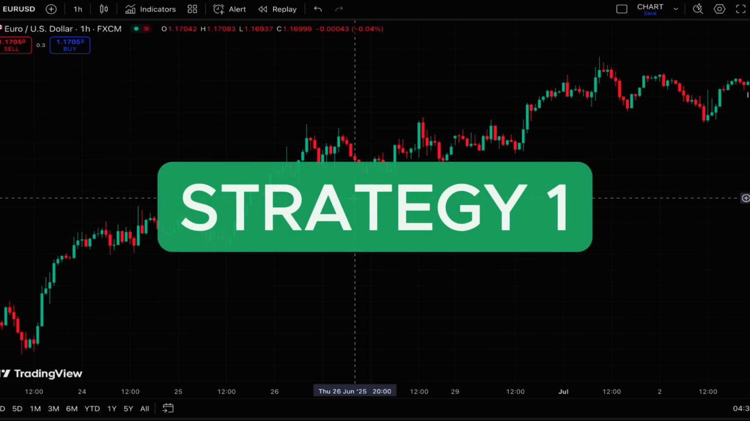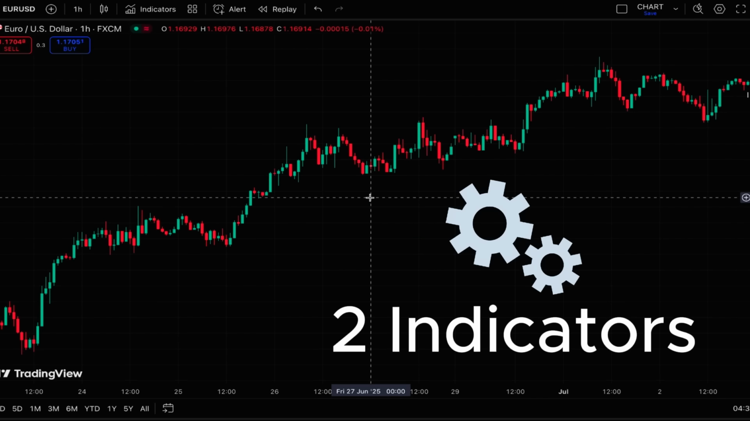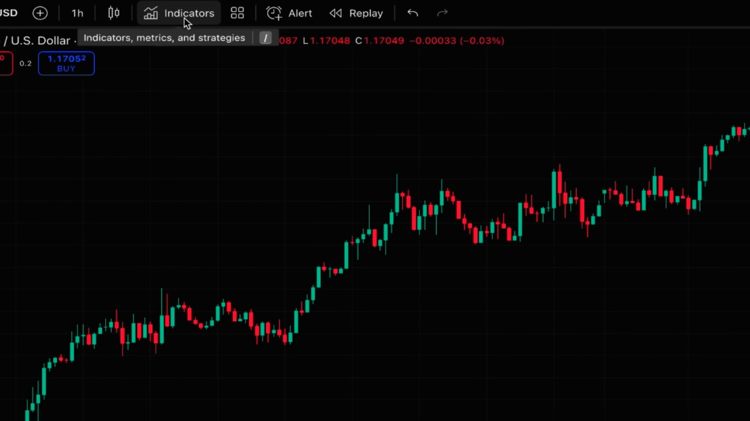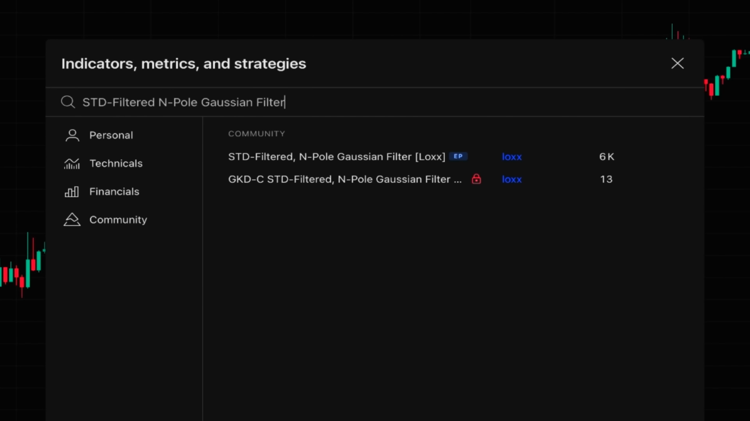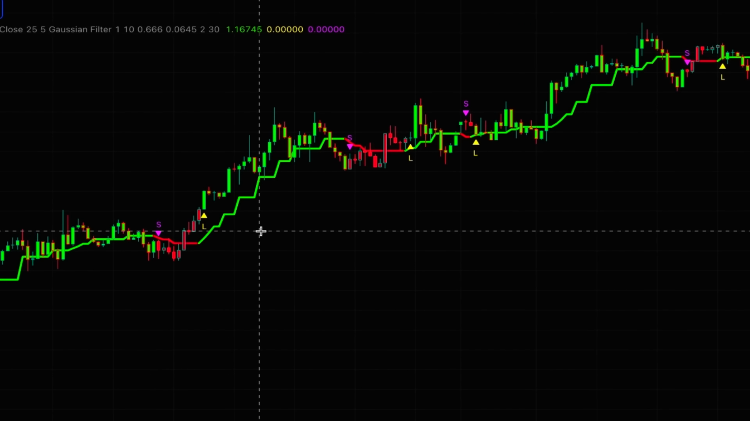Alright, let's begin with the first strategy. For this trading strategy, we need to add two indicators. To add the first indicator to our chart, we click on indicators and search for "STT filtered N-pole Gaussian filter." This one is an editor's picks indicator written by LOXX. Alright, this is the indicator, and as you can see, it is overlaid on the price chart.